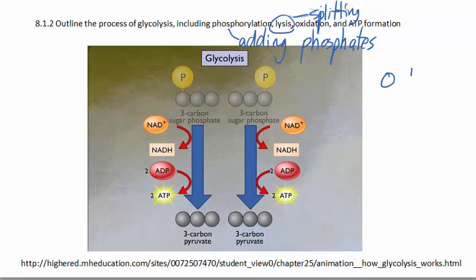Oxidation, as you remember from OIL RIG, oxidation is losing electrons, and that means that the NAD is going to gain the electrons. That reduces to become NADH. And then that energy that's produced goes to taking the phosphates and adding them to make ATP. In the end, you get 2 3-carbon molecules, 2 pyruvates from the 1 6-carbon molecule that you started with.